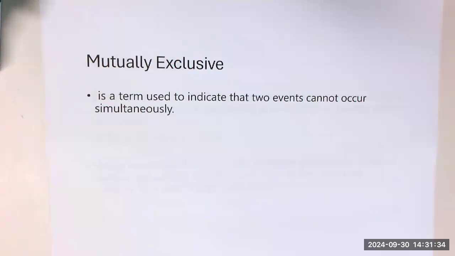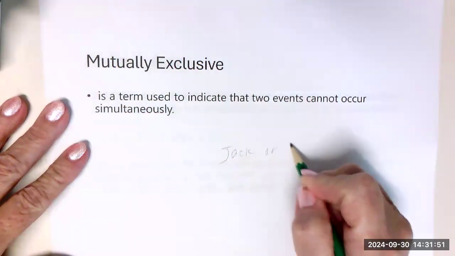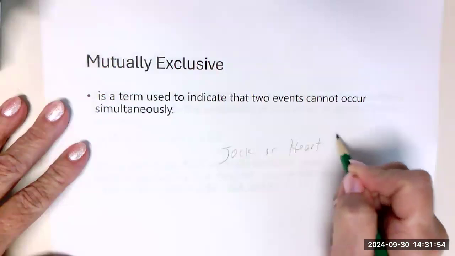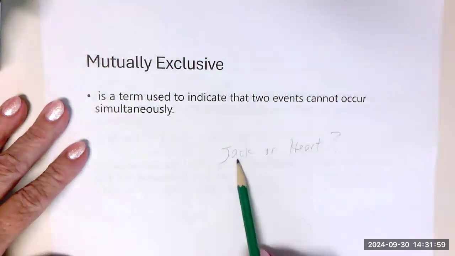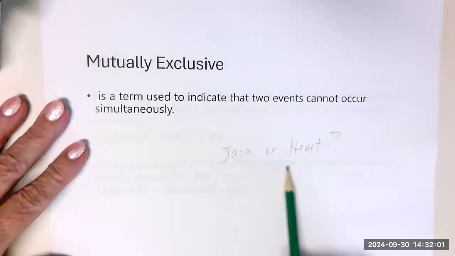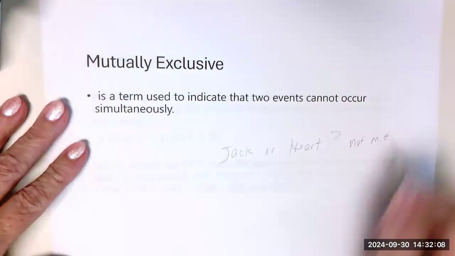So we'll see that when we look at an example, but take the example of a deck of cards, right? If you say, what's the probability that when you draw a card out of a deck that you'll get a jack or a heart, right? A jack or a heart. Well, those are not mutually exclusive because you can get something that is both a jack and a heart, right? So that's not mutually exclusive, right?